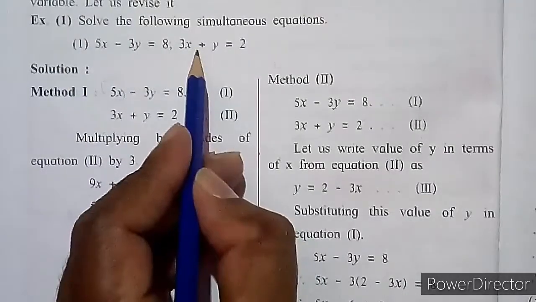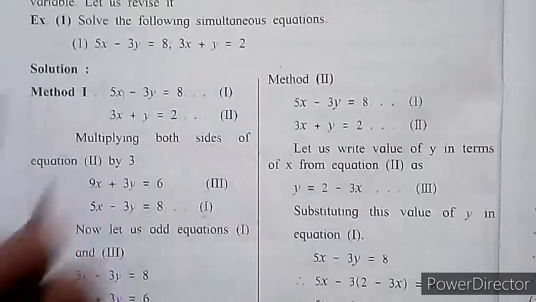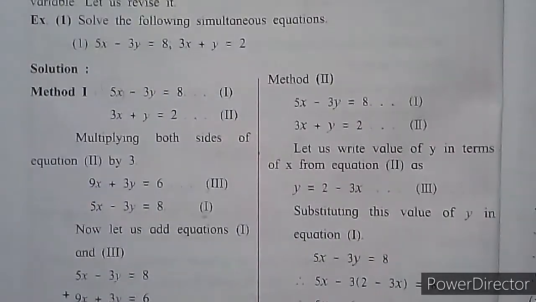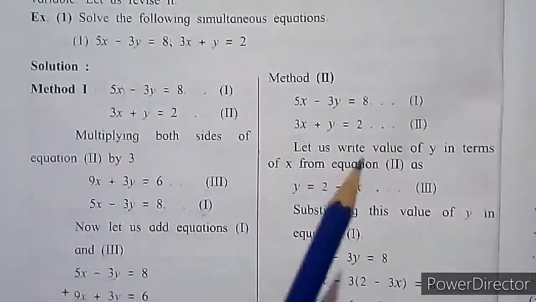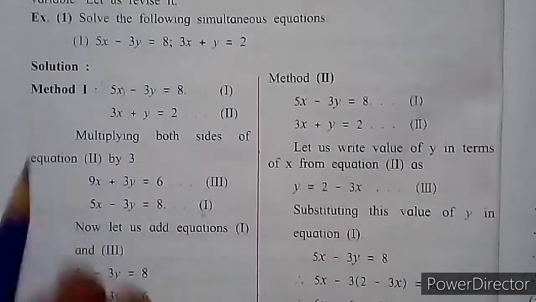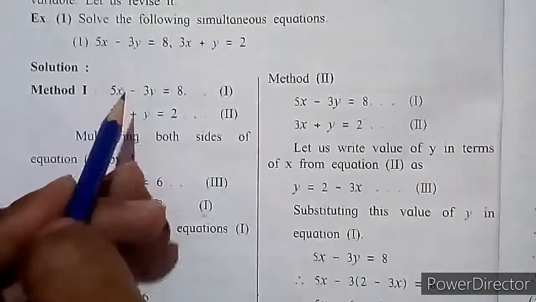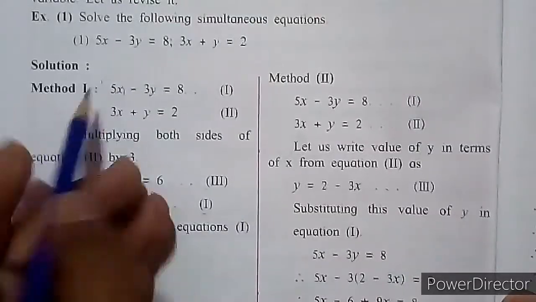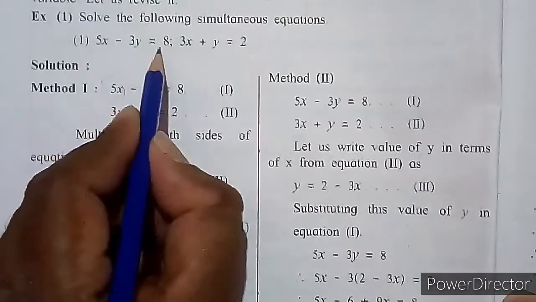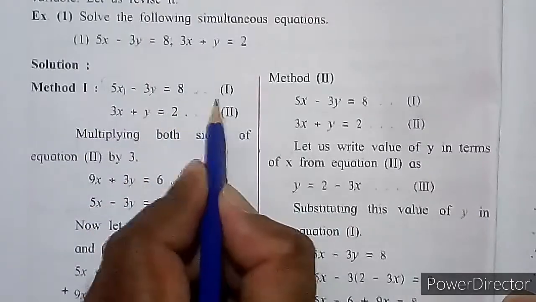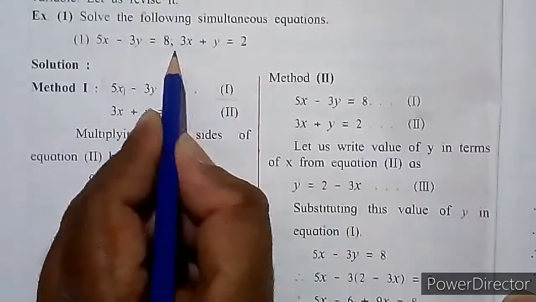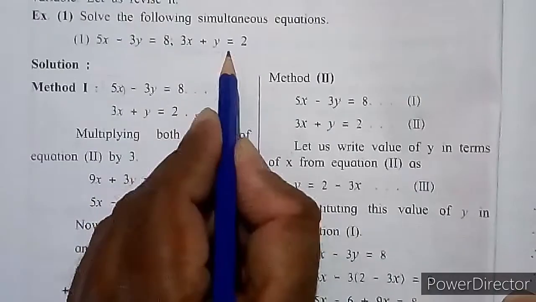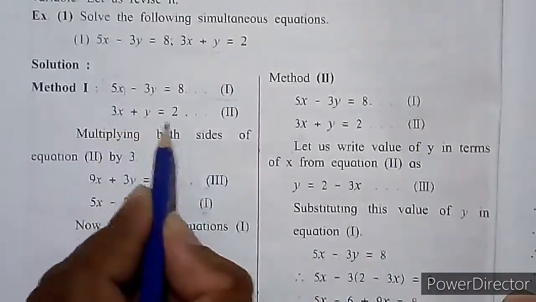It can be calculated in two ways. One way is by eliminating a variable and another way is by substituting. This problem is solved by two methods here. First method, the elimination method. 5x minus 3y equals 8 is the first equation. Write it down here. Now 3x plus y equals 2 is the second equation.